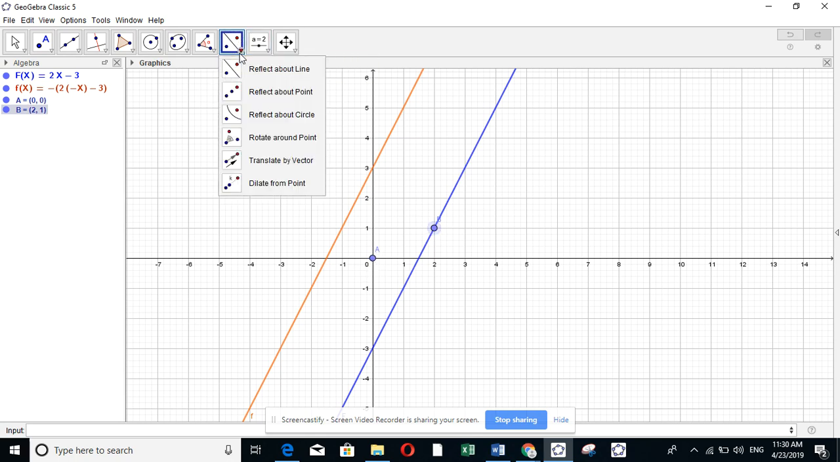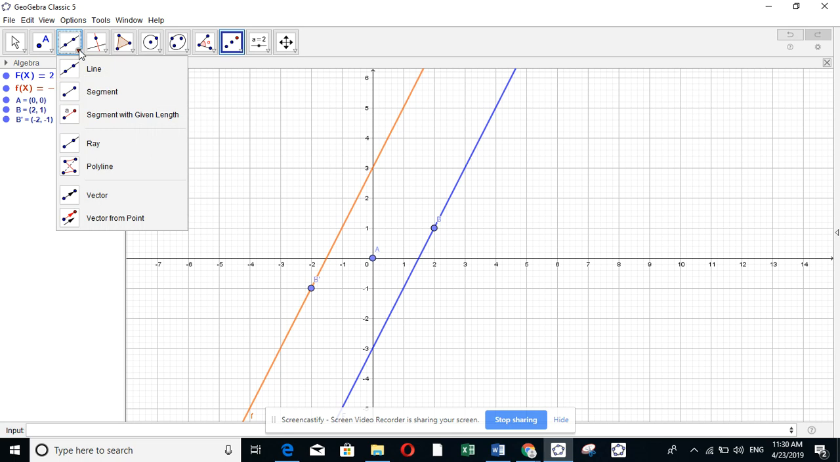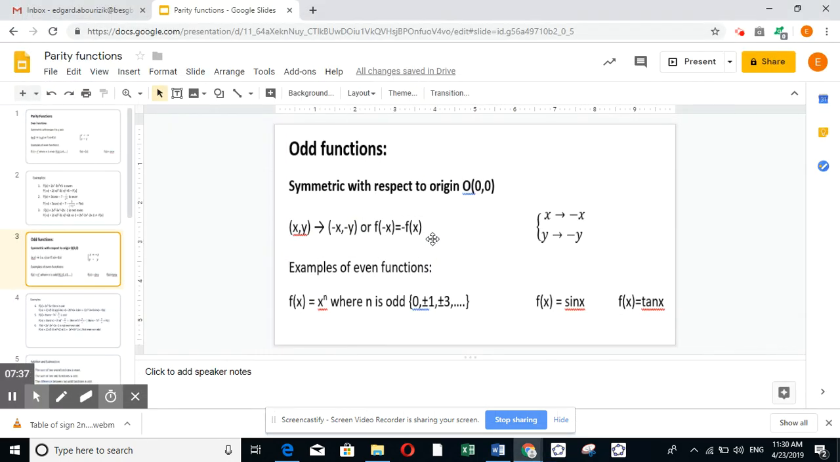The symmetry with respect to a point. So if you do the symmetry, you're going to get just the opposite. And if you join it in a segment and you do the animation here, you can see that because I replace x by minus x and y by minus y, you're going to get the point on the other curve. So this is enough for GeoGebra.